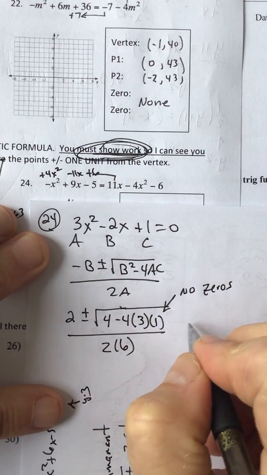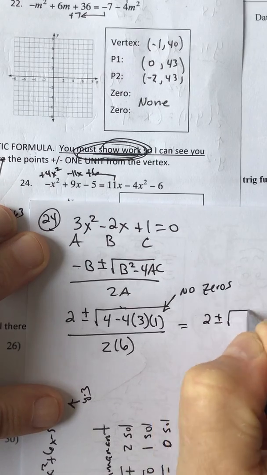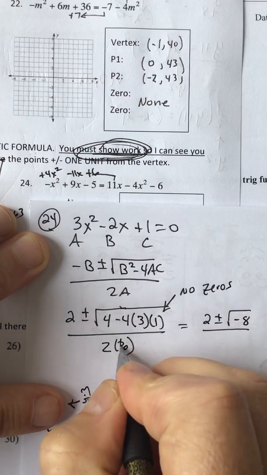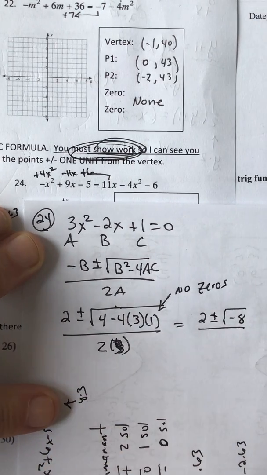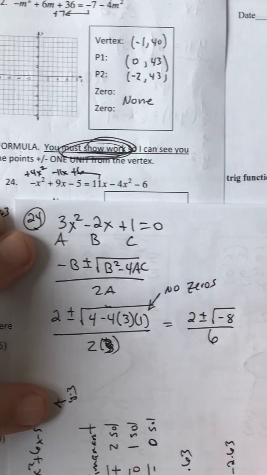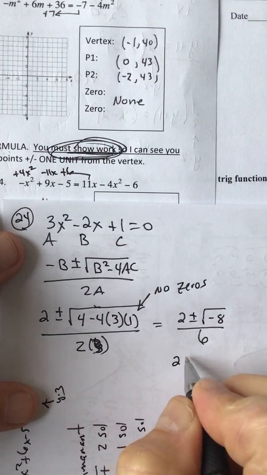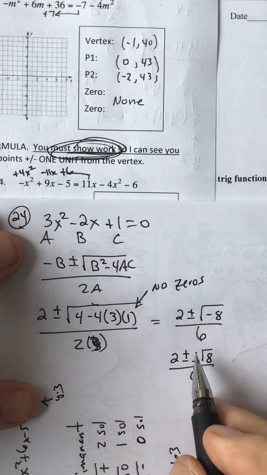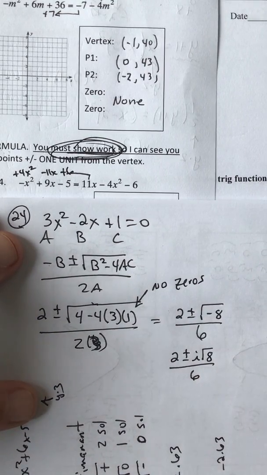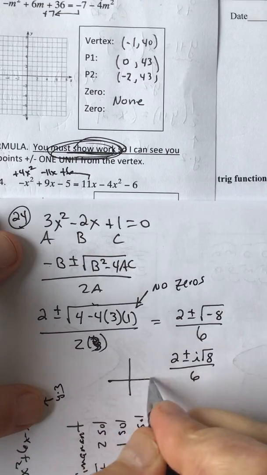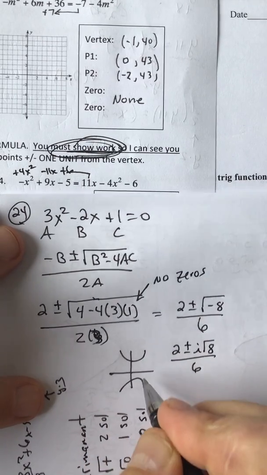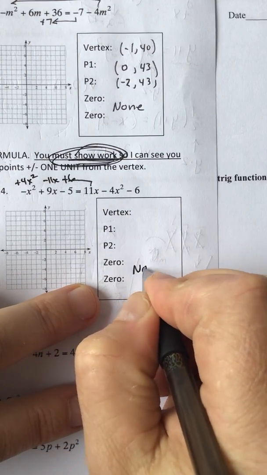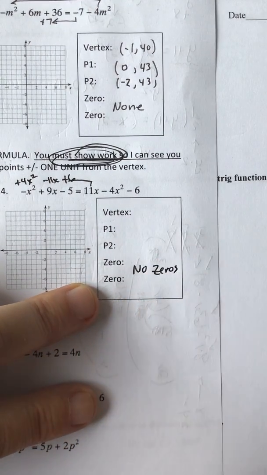It's going to end up being 2 plus or minus 4 minus 12 is negative 8. Oops, that should have been a 3. Doesn't really matter because it's going to be imaginary. 2 times 3 is 6. See, it's imaginary right there. It's 2 plus or minus an imaginary square root of 8 over 6. That i means there's no zeros. It means it's not going to touch. It's either going to look like that and not touch, or like that and not touch. No zeros. So 24 has no zeros.